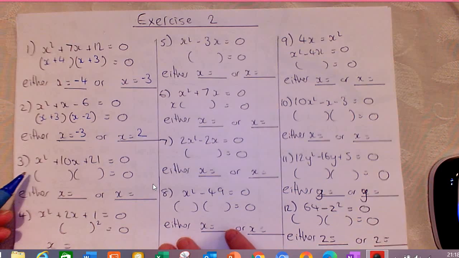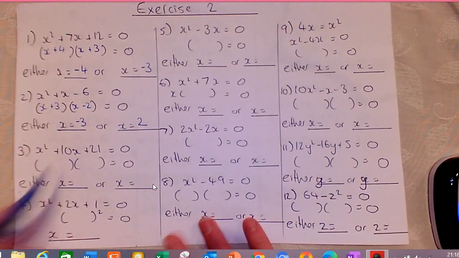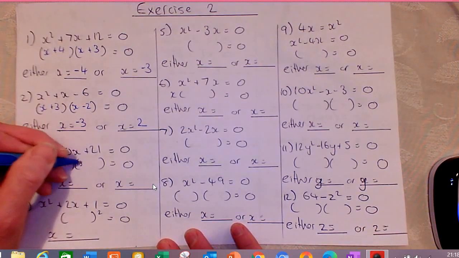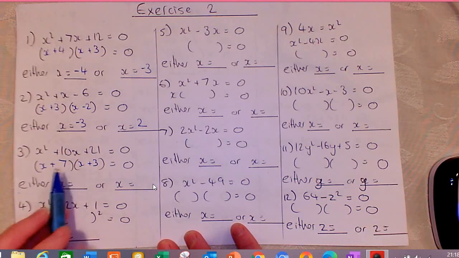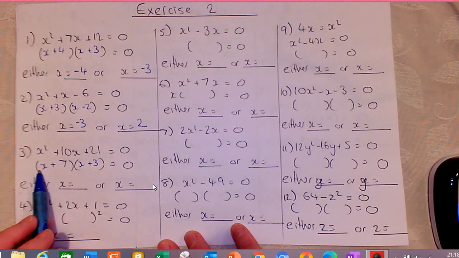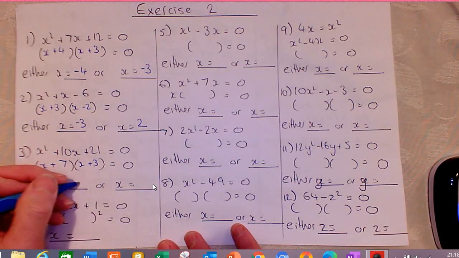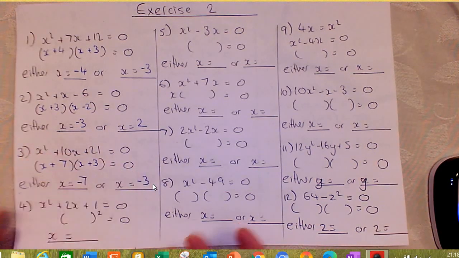Next one, times together to make 21, added together to make 10. That sounds like 7 and 3. Nice easy one, that one, isn't it? So that equals 0. I'm just looking how dirty my pen looks. That's just from my pencil case. That equals 0 or this equals 0. So x is minus 7 or x is minus 3.